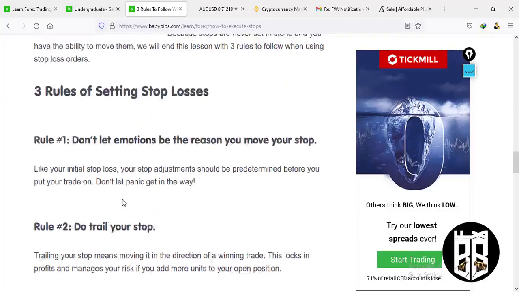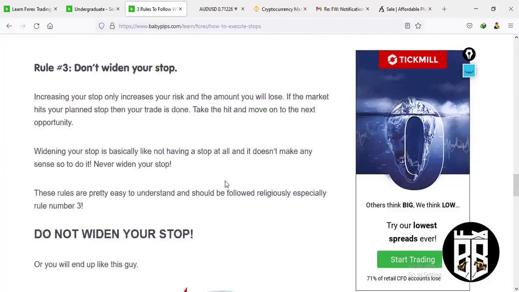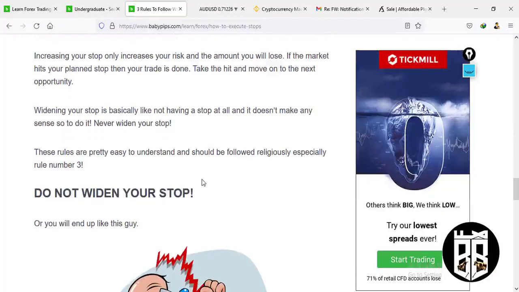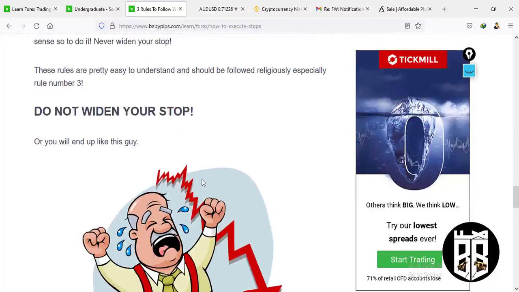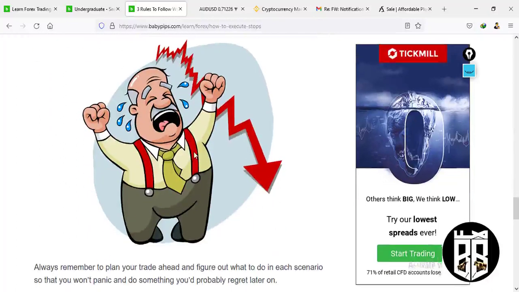Then rule number 2 is trade your stop. Trading your stop means moving it in the direction of your winning trade. This locks in profits and manages your risk if you add more units to your open position. Then rule number 3 is don't widen your stop. Do not adjust your stop like we have been saying, like this man here. He said he wasn't going to do that, but all of a sudden he did. And if you widen your stop, you are going to incur more losses than you ever imagined. So do not widen your stop, or else you will end up like this guy here. He lost a lot of money.